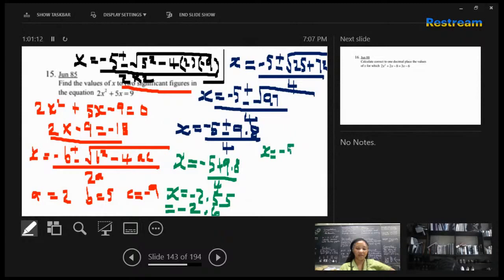Negative 5 minus 9.8 over 4. That is negative 14.8 over 4, which is negative 3.7. After you divide it by the 4, two significant figures would be negative 3.7.